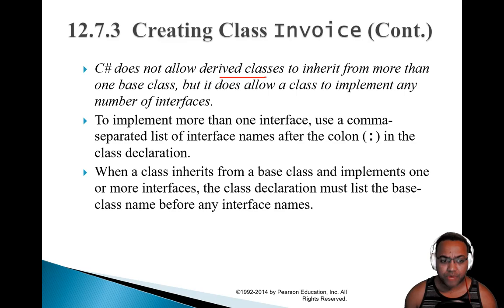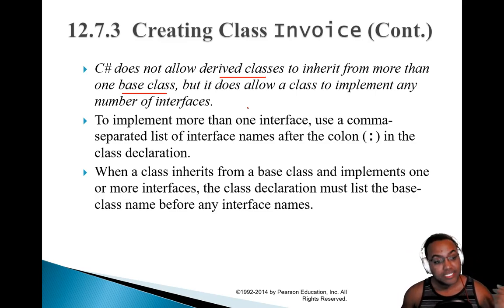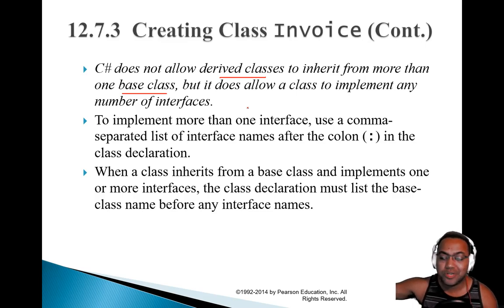C# does not allow derived classes to inherit from more than one base class. I will say that again. C# does not allow derived classes to inherit from more than one base class. I will say that one more time so you understand why interfaces are so powerful. C# does not allow derived classes to inherit from more than one base class. You might find yourself in a situation where you need more than one base class, but it does allow a class to implement a multitudinous amount of interfaces. So to implement more than one interface, use a comma separated list like this.